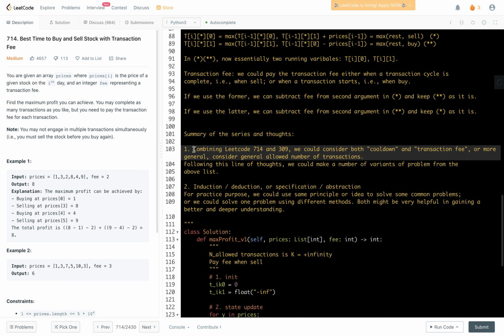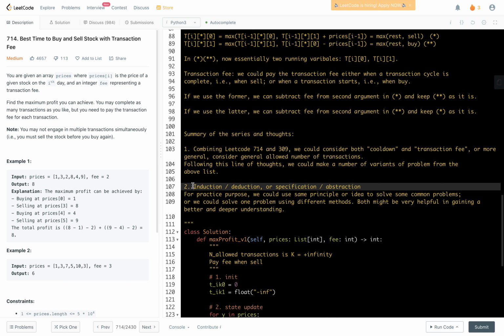Or more generally, we could consider a general allowed number of transactions, let's call it capital K. Following this line of thought, we could cook up a lot of different variants of problems from the above list. Essentially, all of them can be solved following similar thoughts or a similar line of ideas. So this is the first item of the summary.